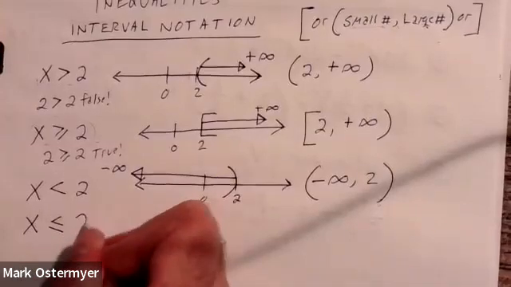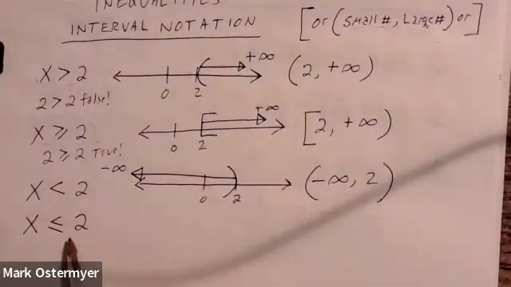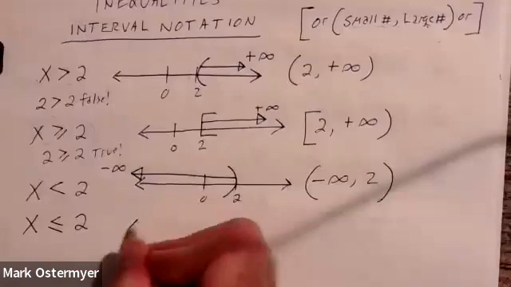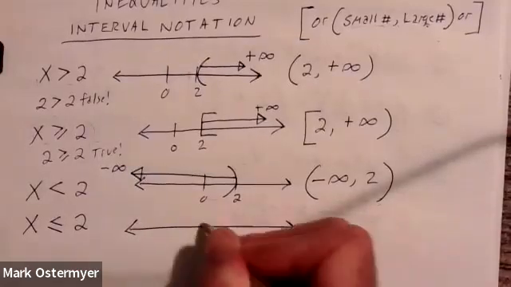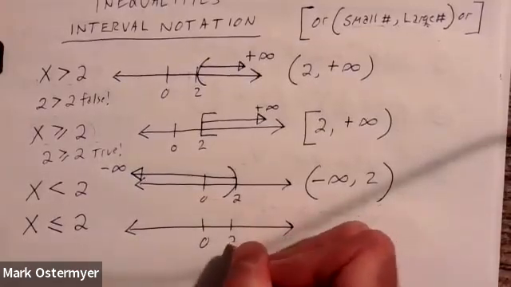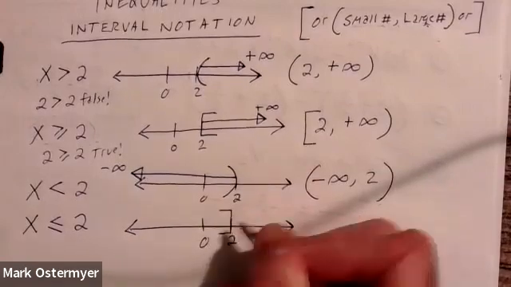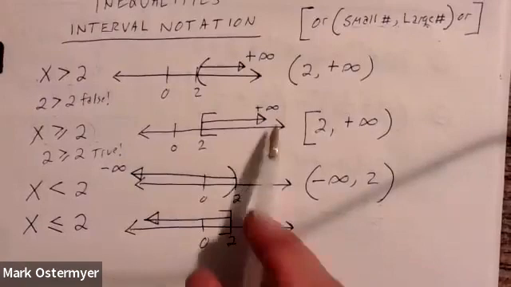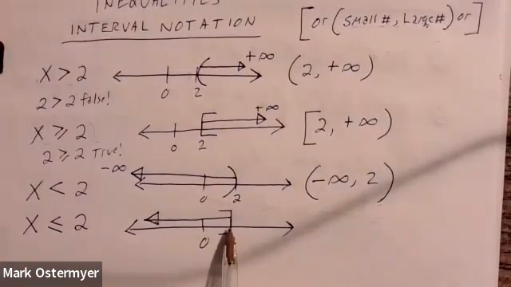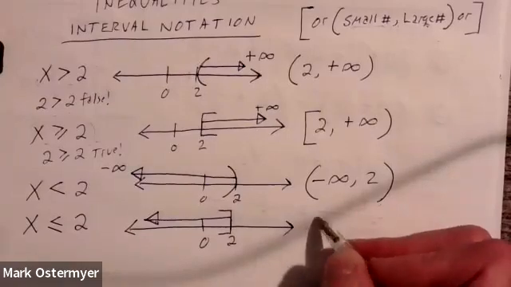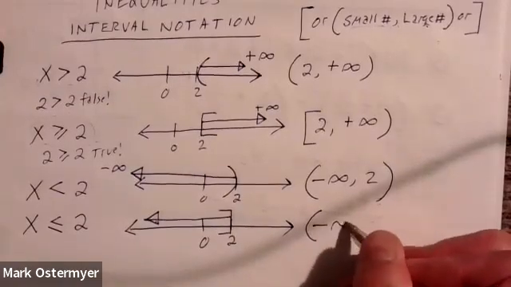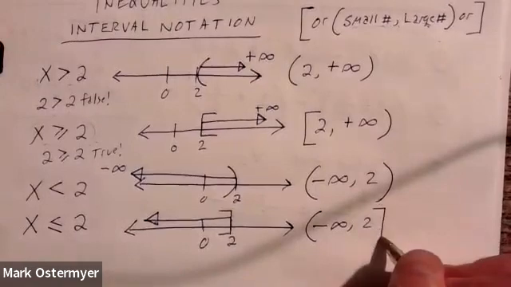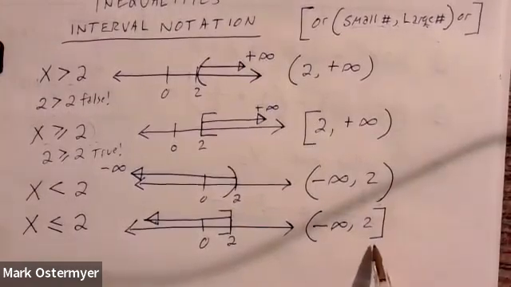All solutions less than or equal to 2 now would have 2 in the solution set here, and therefore we would have to actually include 2 by having a closed bracket on 2, and we shade to the left. Make sure you always put an arrow at the end of your shading because your solution set is infinite. Okay. Interval notationally, we would have open parenthesis, negative infinity, up to 2, and include 2, hence the closed bracket.